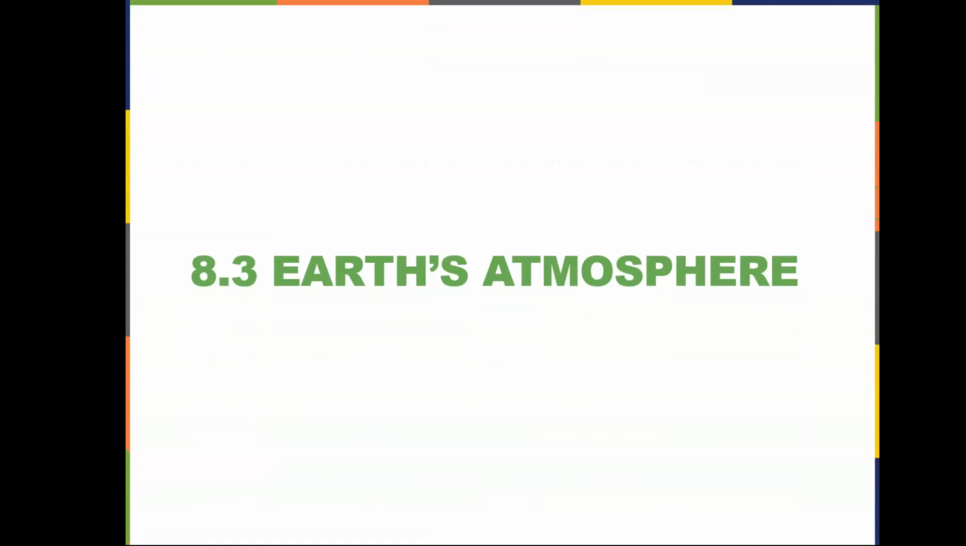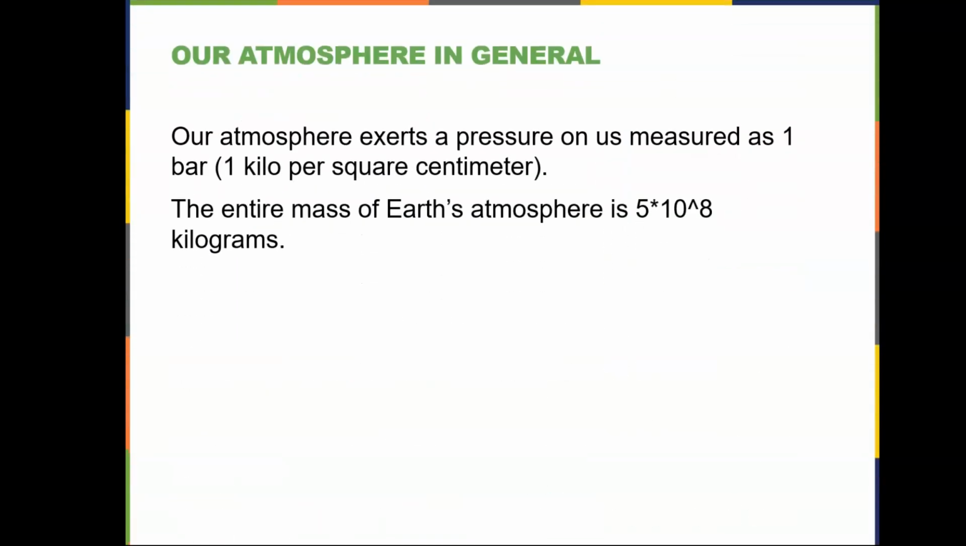Now that we've discussed Earth's surface, we are going to talk about Earth's atmosphere. Our atmosphere exerts a pressure of 1 bar on us. This is equivalent to 1 kilo per square centimeter. We have evolved to be accustomed to this pressure, so a change making it much greater or smaller causes us to not function very well.